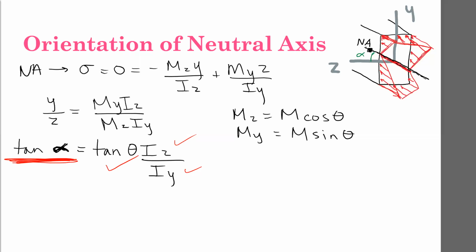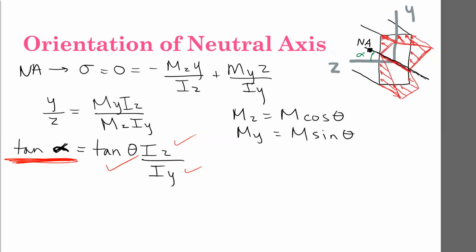From this equation, can you tell me the special case in which our neutral axis is aligned with the line about which the moment occurs? Yes, when alpha equals theta. And how do we get alpha to equal theta? What's that? Cross sections have to be symmetrical, right?